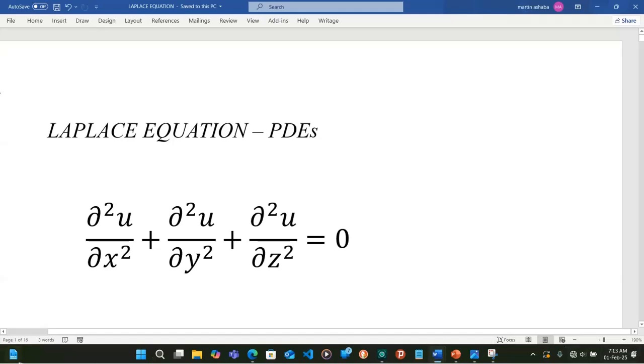We are discussing in detail the solution to the partial differential equation as defined by Laplace. The Laplace equation is a very fundamental partial differential equation that is usually met in physics, engineering, and applied mathematics. It appears in many steady-state problems where there is no change over time.